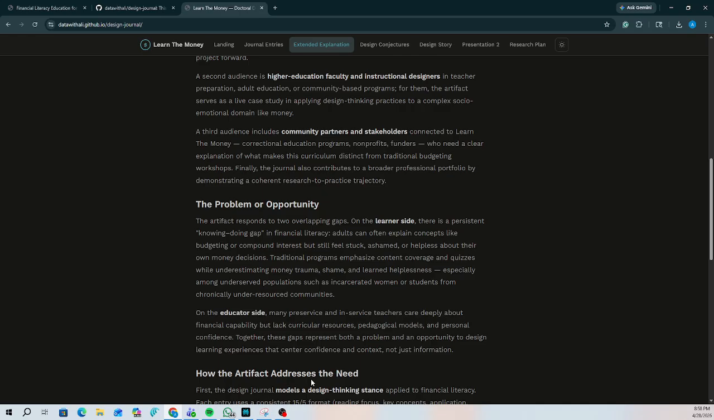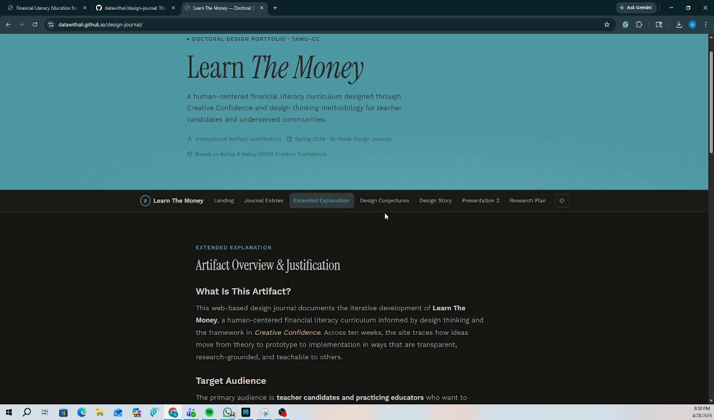Instead of presenting polished financial lessons, the site shows how these lessons are designed, critiqued, revised, and grounded in theory. The modeling is itself a form of instruction. It helps visitors see financial learning as a space where they can experiment. Here, on the design story, as well as the conjecture, I'll touch a little bit.